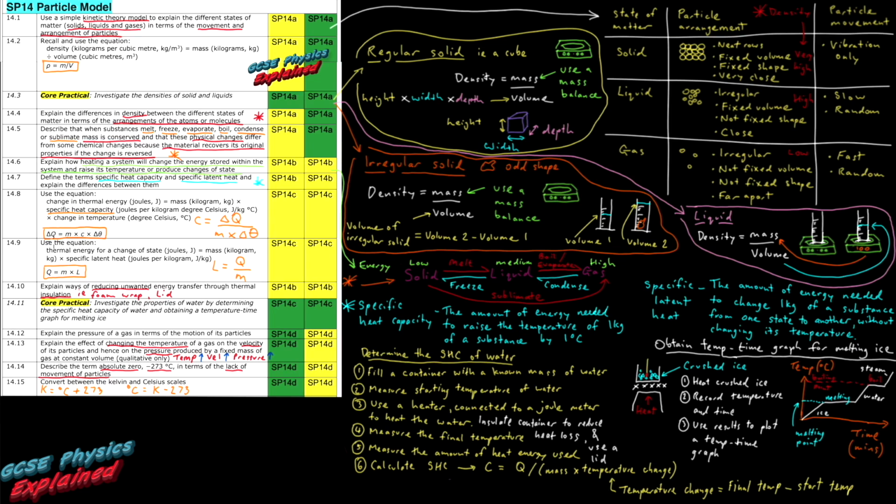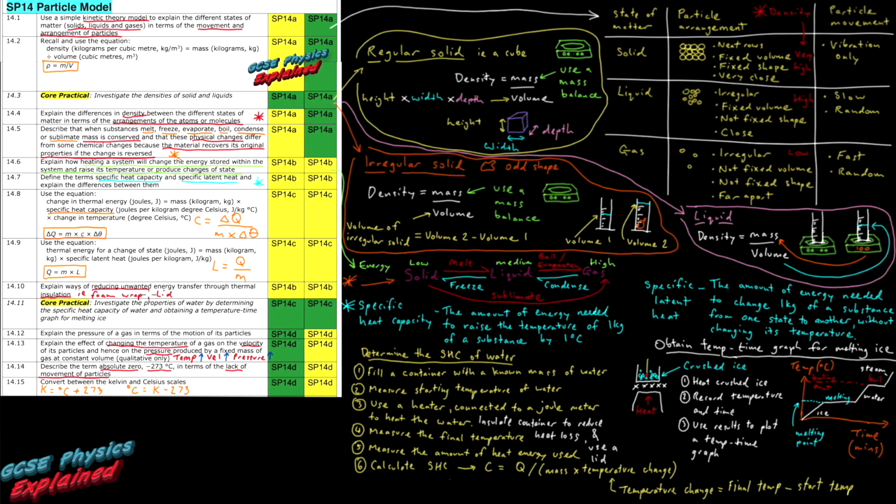Use the equation. Change in thermal energy Q equals the mass times by specific heat capacity times by the change in temperature. Now, you'll have to rearrange that sometimes in order to find the specific heat capacity. So if you know how much energy you're putting into a liquid or a solid, and you know the mass of the liquid or solid and how much it's changed its temperature by, then you'll be able to work out what the specific heat capacity of the solid or the liquid is. Use the equation Q equals M times by L. So that's the amount of thermal energy needed for a change of state. And that's the mass times by the specific latent heat.